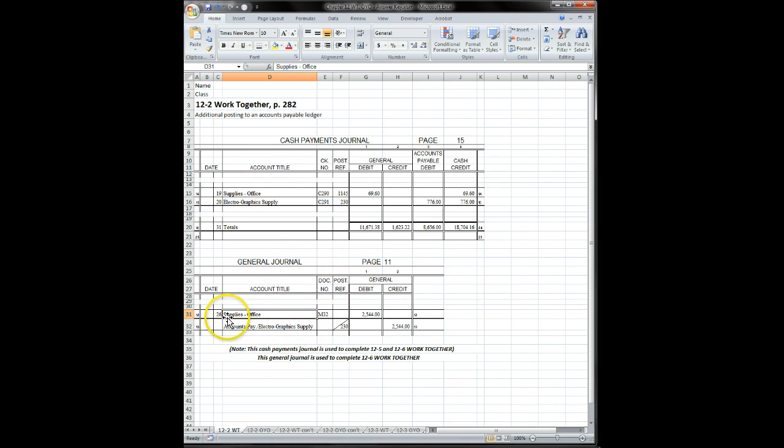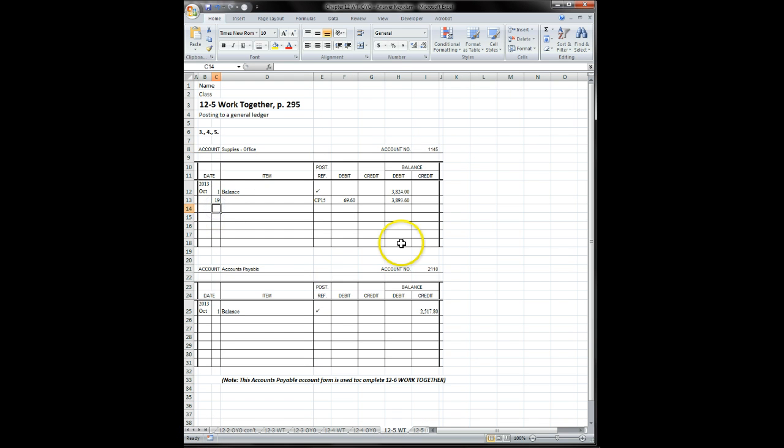And again, let's pull all the relevant information. It was on the 26th. It's our supplies-office account. It was general journal, page 11, and it's a debit for $2,544. I think I can remember all that for the next page. So 26th of October, it was general journal, page 11. It was a debit for $2,544.00.